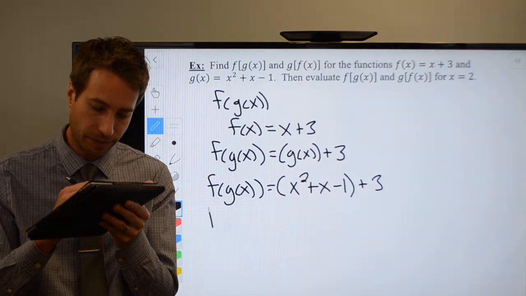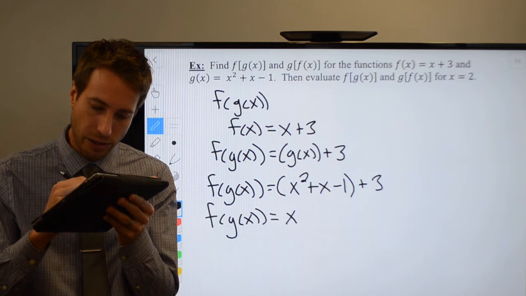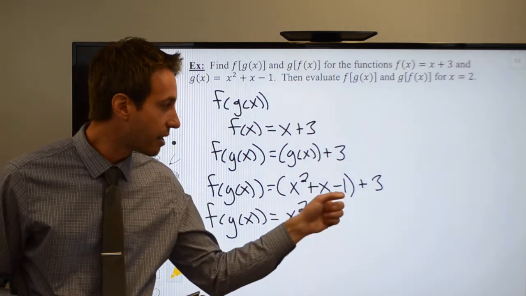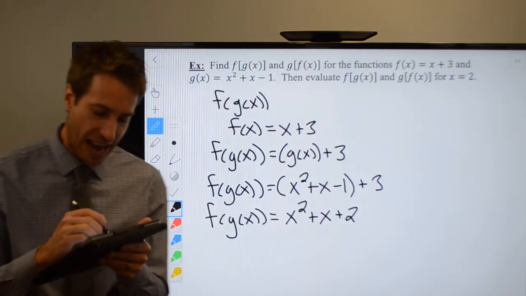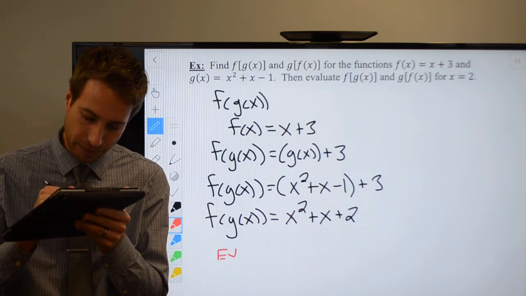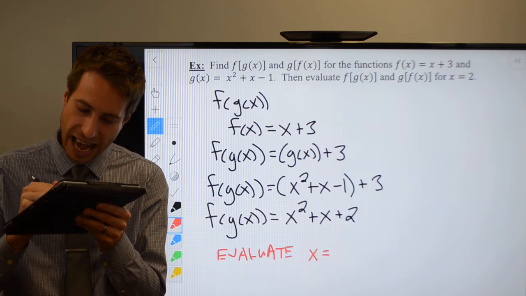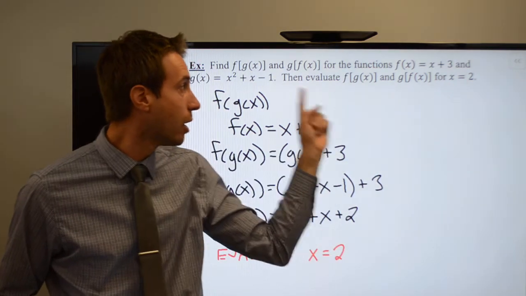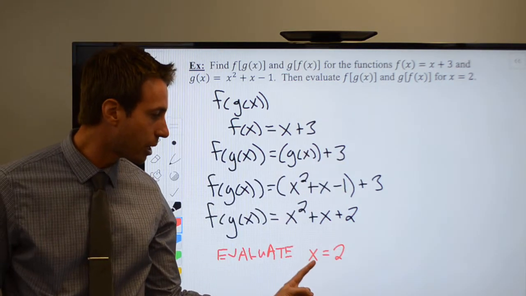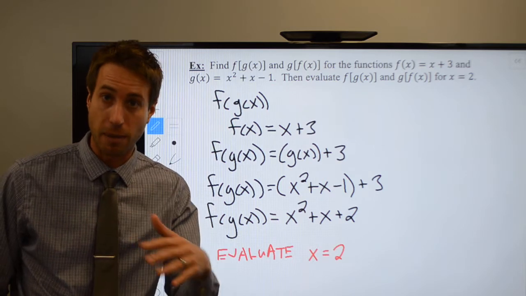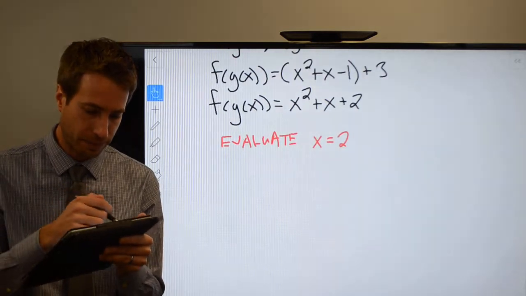So f of g of x is equal to x squared plus x, and a negative 1 plus 3 would be a plus 2. Now, what I've asked you to do is evaluate this composite function at x equals 2. I do that right here. I want you to evaluate f of g of x for x equals 2. What that means is you're going to plug in a domain value, an x value of 2. So let's go ahead and do that.